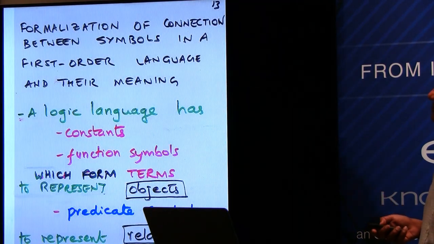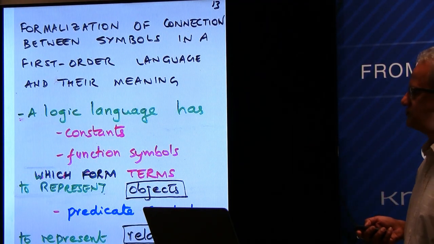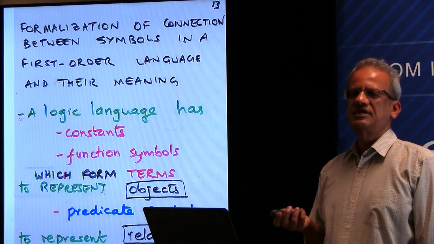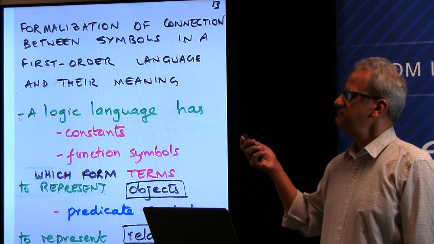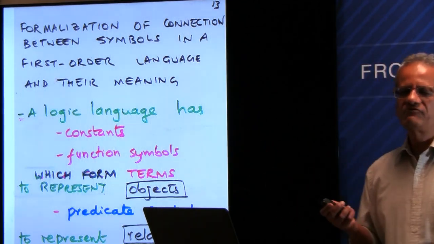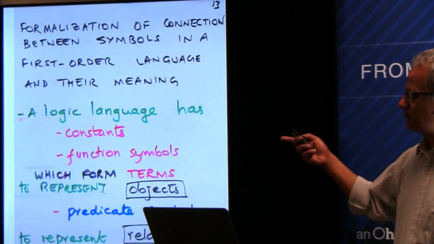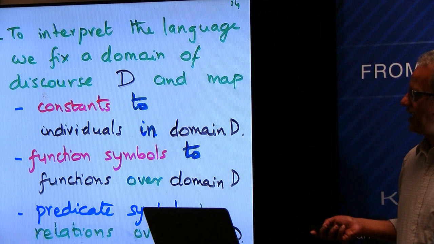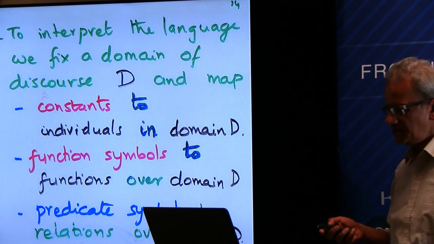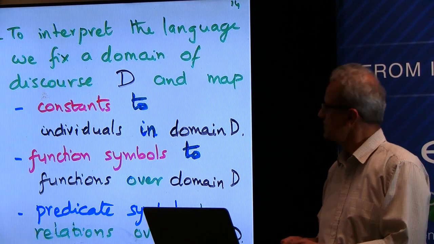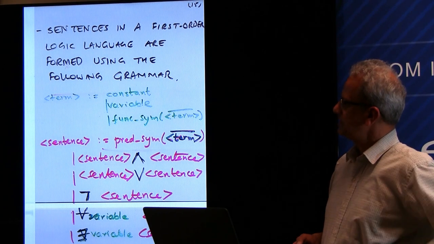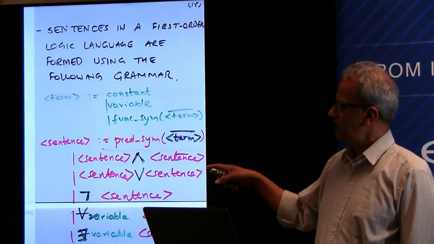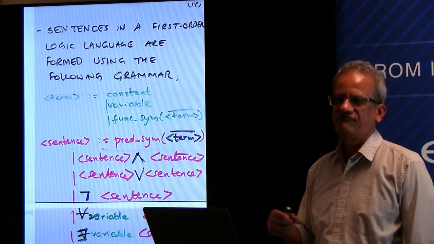So this I already mentioned. I think I'm going to skip over some of the formal machinery that you need. But basically the formal language of first order logic consists of constants and function symbols and variables. And to interpret them, here is a simple grammar, and then you have well-formed formulae.